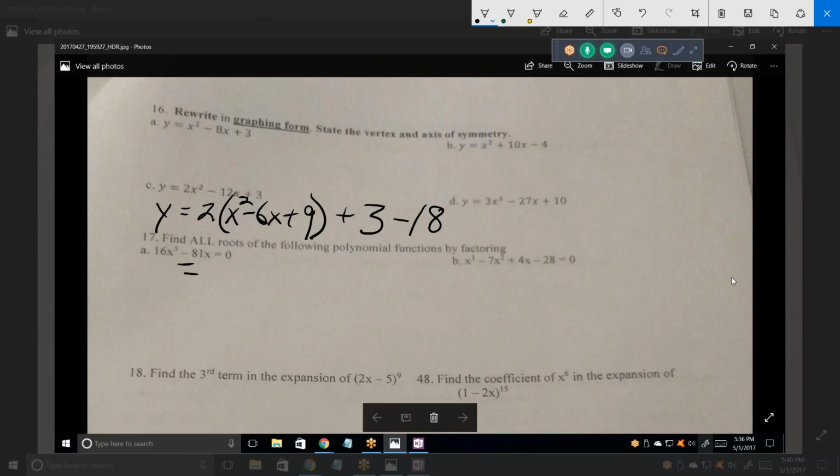So now, give it to me in vertex format. Y equals 2 times x minus 3 squared minus 15. Vertex is at 3, negative 15. Line of symmetry: x equals 3.